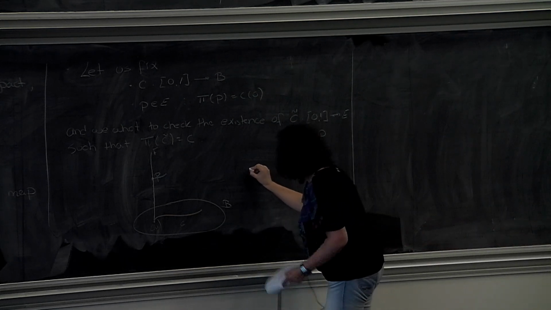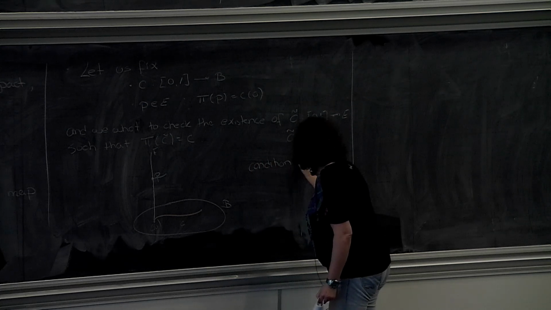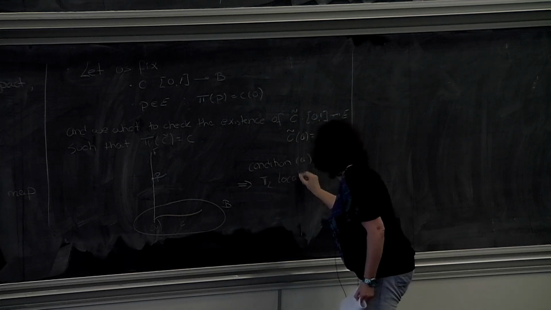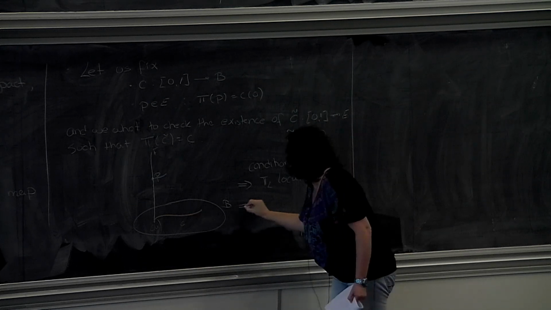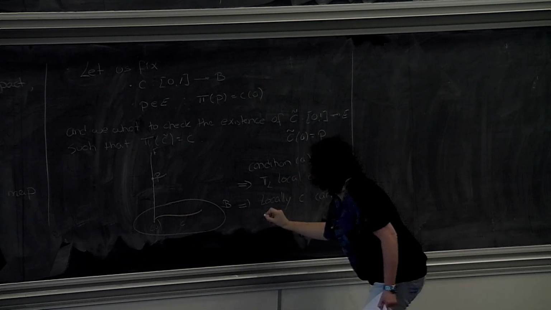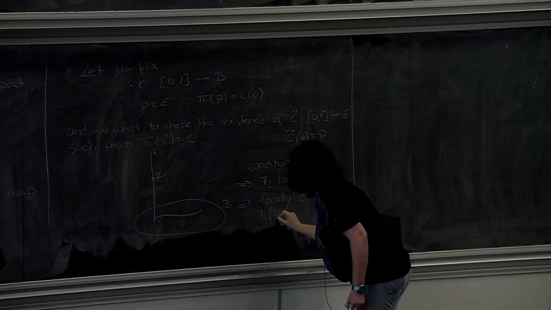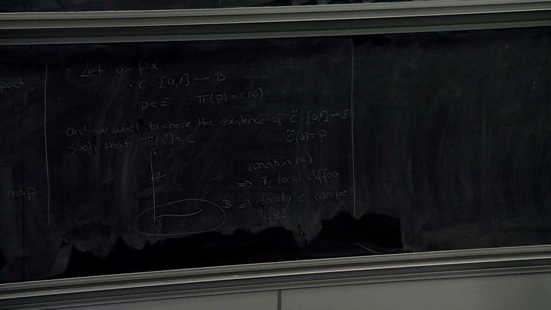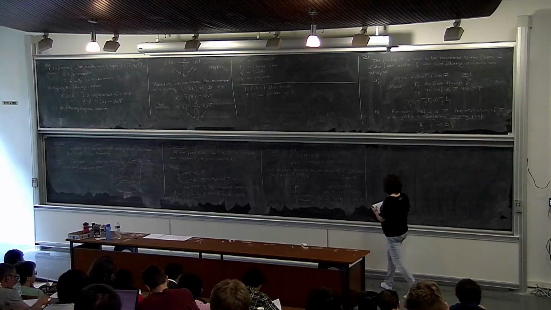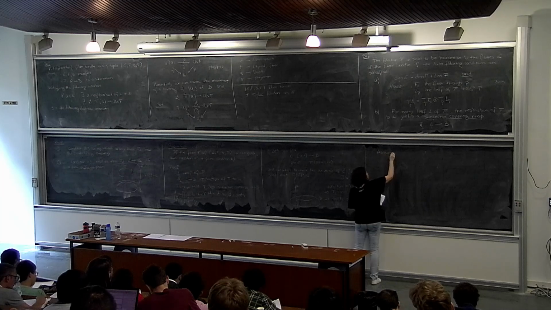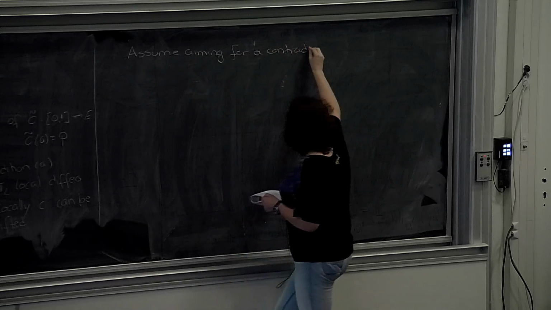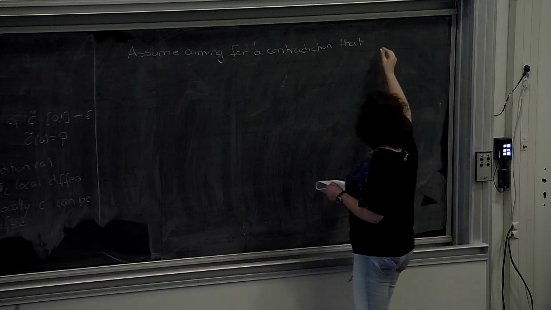Okay, so condition A implies, as I said, that PL is a local diffeomorphism. So locally, C can be lifted. So let us assume for a contradiction that we don't have, in fact, a lift of all of this path C. So assume, aiming for a contradiction, that C cannot be lifted.